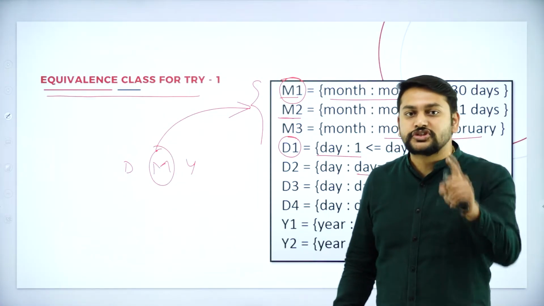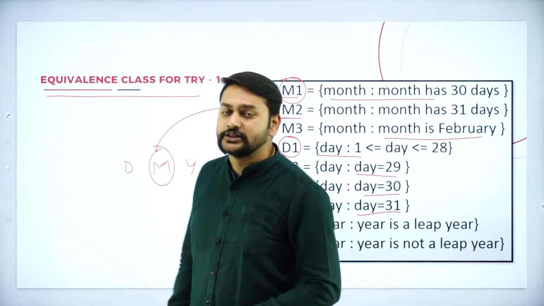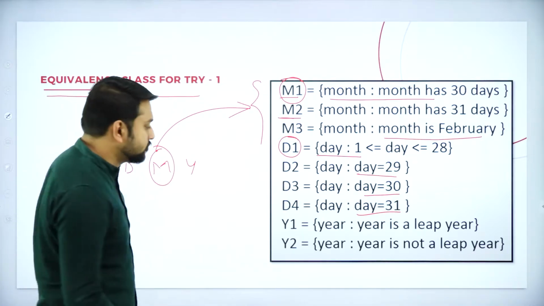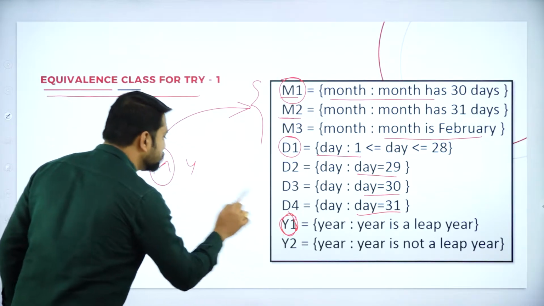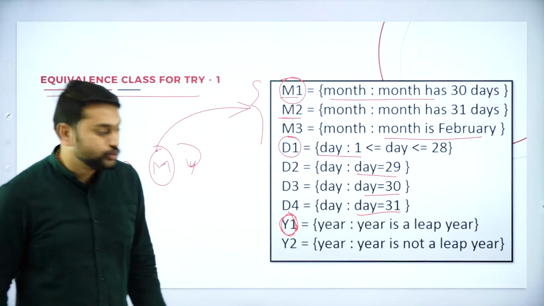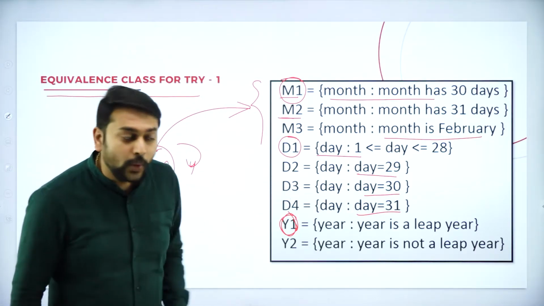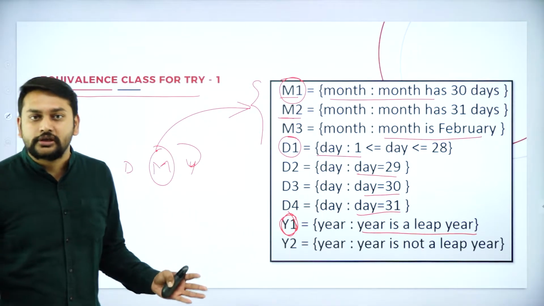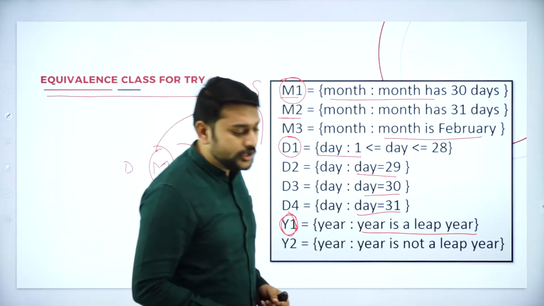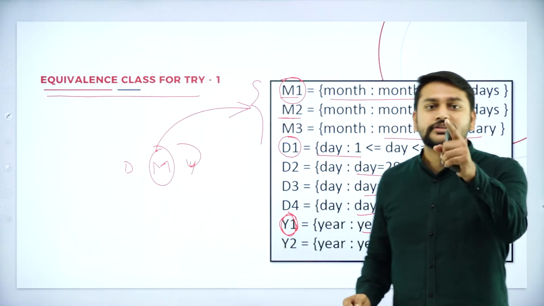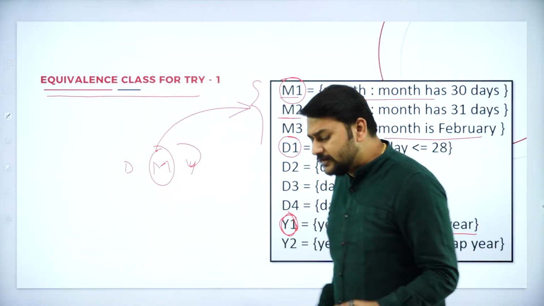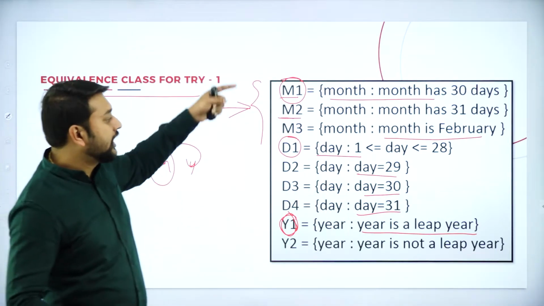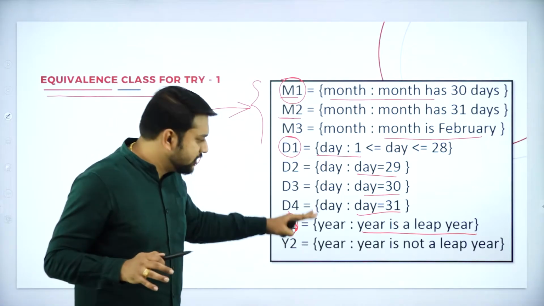So fine, I have discussed 3 conditions with respect to the month and 4 conditions with respect to the day. And I have 2 conditions with respect to the year. That is the last one, that is Y. So what is the first condition that I have? Y1. Y1 means year is a leap year. That's what I'm checking here. Y2 means year is not a leap year. So fine, this is what I will call an equivalence class for try 1. So we have understood this in detail.